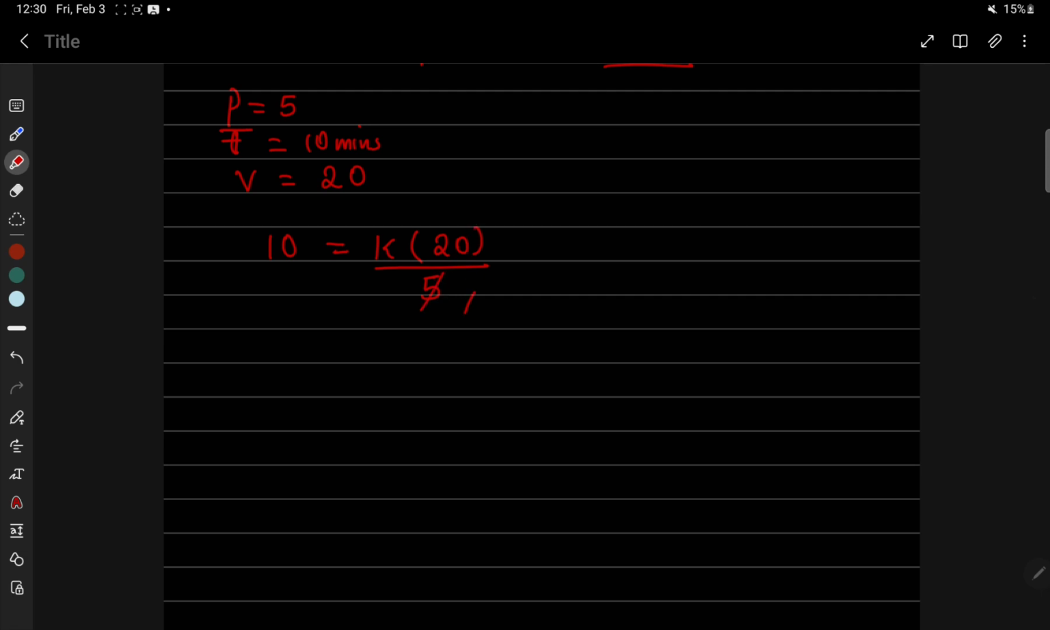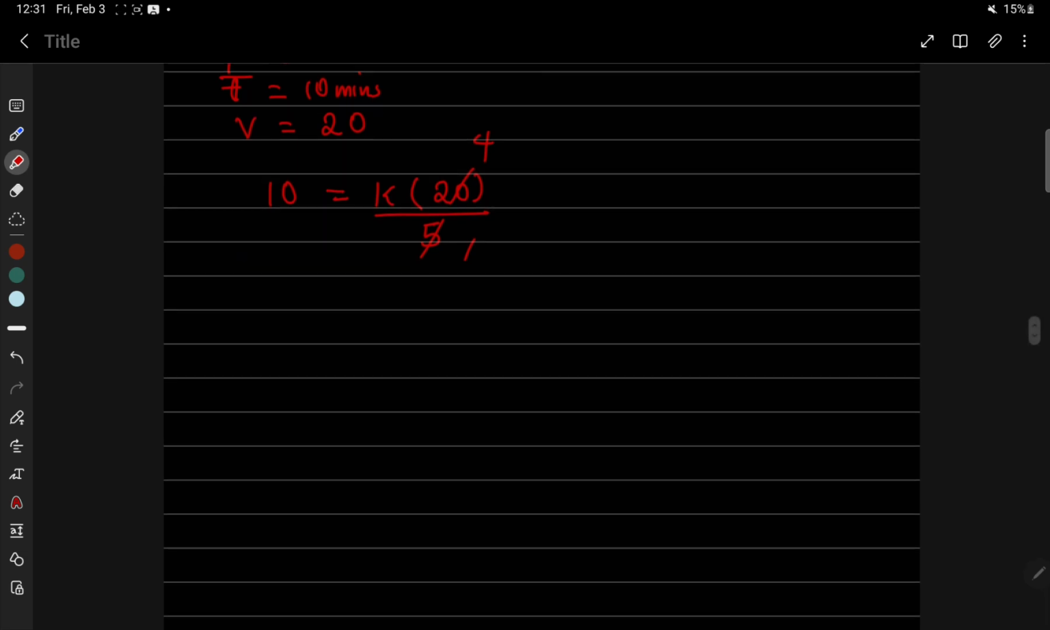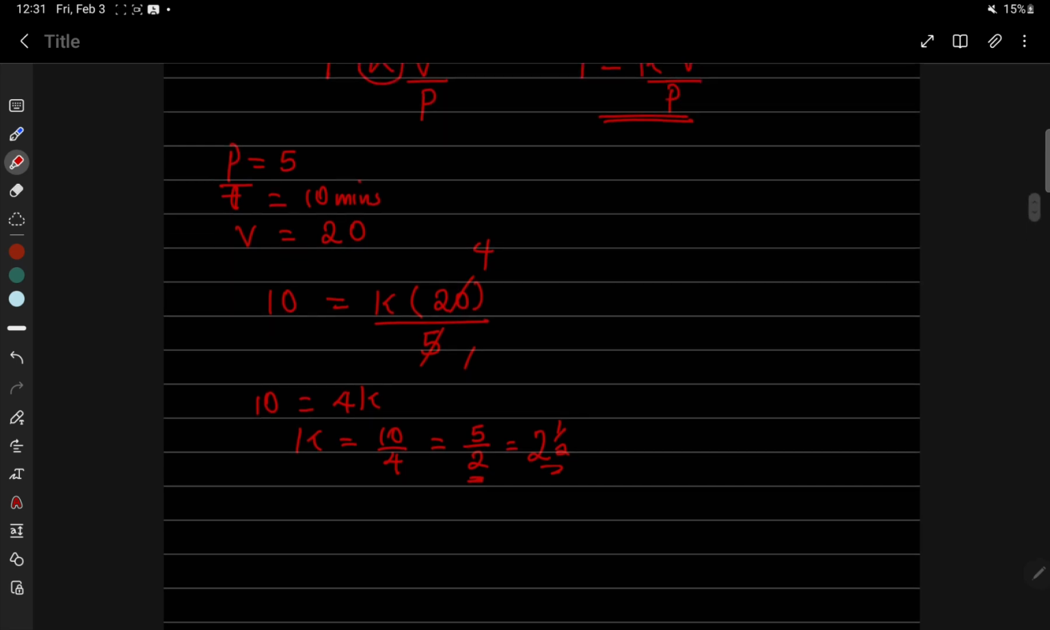So 5 into 5 is 1, 5 into 20 we have 4. So we have 10 is equals to 4K. So of course our K is 10 all over 4, which is the same thing as 5 over 2. Which is the same thing as 2 1 over 2, but I prefer to go with this. Now once you have this, you come back to have the formula connecting it.